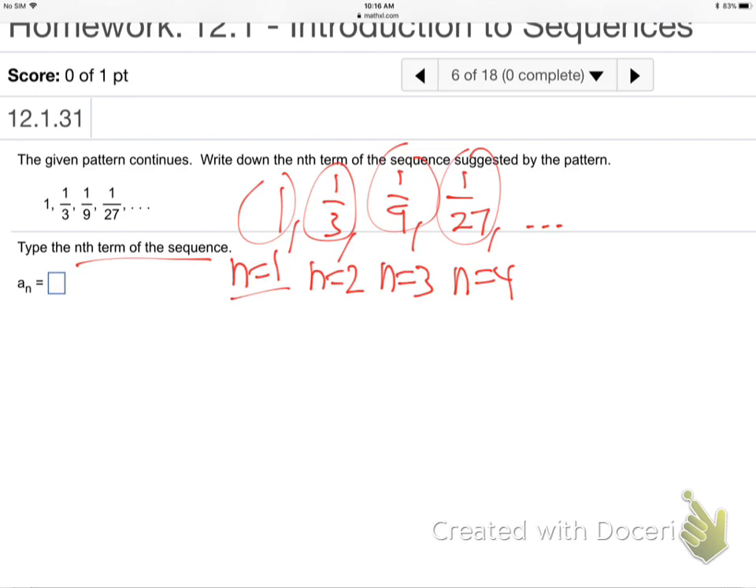Any guesses? What's helpful on these is just start guessing and then tinkering with it until you get it right. Just write something down and check it out. When it doesn't work, tinker with it, try it again, go back and forth. What do you think?